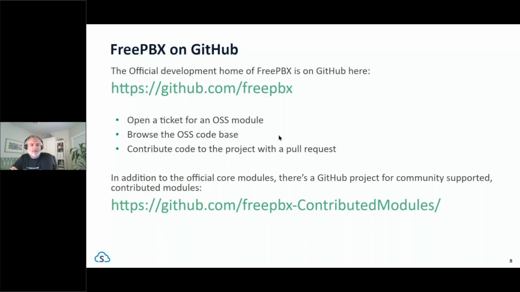In addition to the official core modules on the /FreePBX, we have the community supported contributed modules at github.com/FreePBX-contributed-modules. There you will find such useful modules as the dynamic routes module, contributed some years ago to the project, as well as the more recently contributed allow list module. It is where the development work and issues for those community supported modules are centralized.